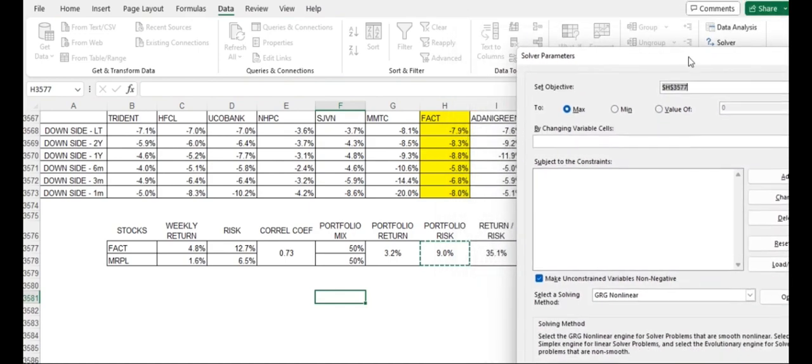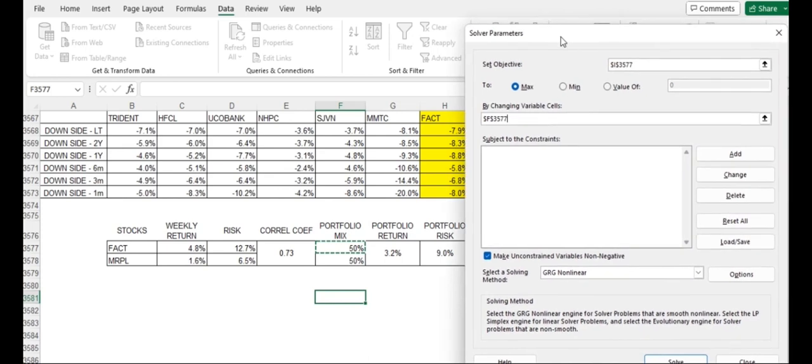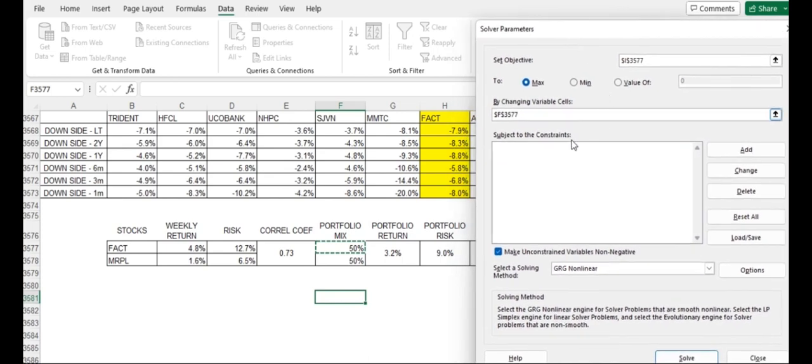Remember, we want to maximize the return to risk ratio, and for that we will set the objective function as maximization of the return to risk ratio, which is this particular cell. The way we will try to maximize this is by changing the portfolio mix, and the way we will change the portfolio mix is by changing the portfolio share of fact. Remember, these two need to add up to 100, and the way these formulas are written, they will always add up to 100.